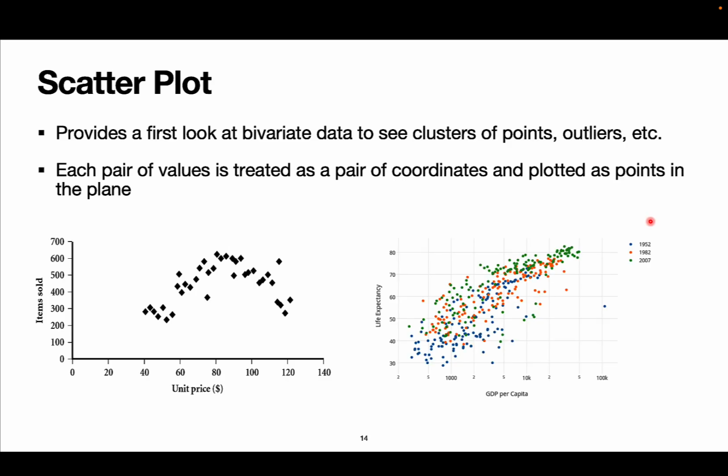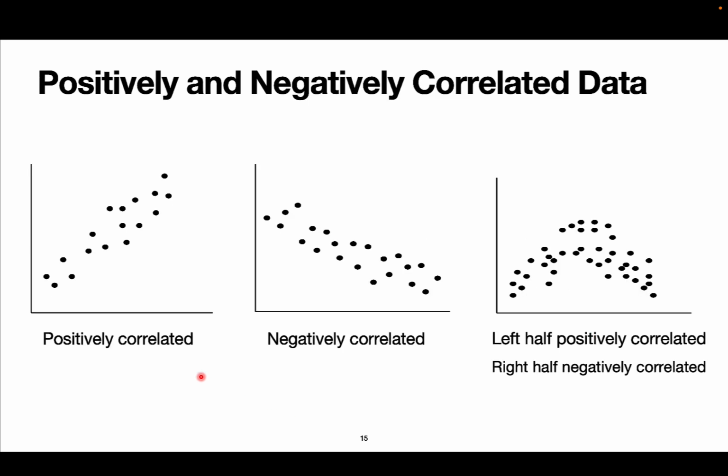A scatter plot visualizes data points in space. It can be two-dimensional or three-dimensional. It can show clusters, patterns, and trends, such as correlation. The first plot here shows a positively correlated relationship. As you can see, when the x values increase, the y values also increase.